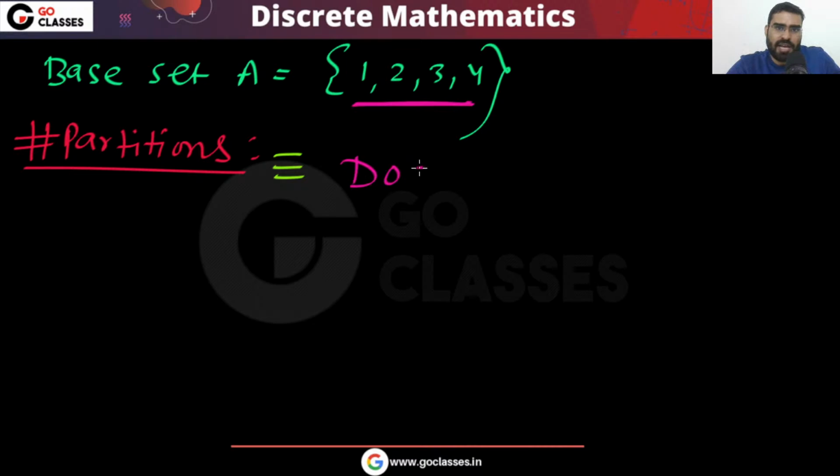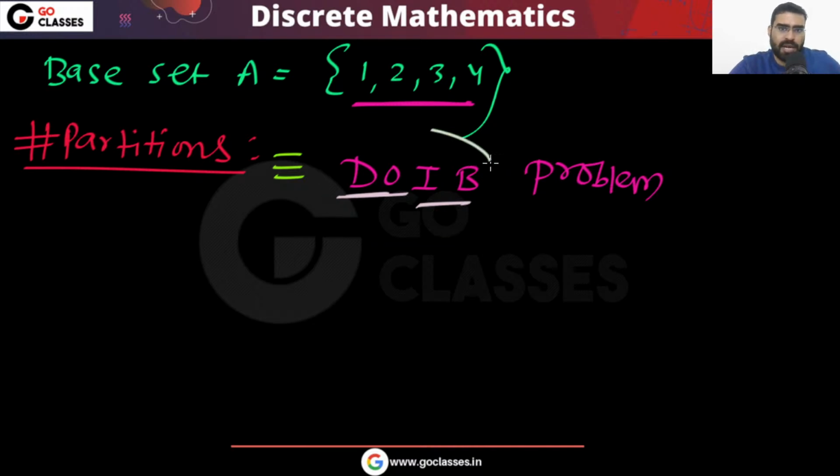distinguishable objects, identical boxes problem. This is a problem where you have distinguishable objects and identical boxes, which means your boxes are identical but your objects are distinguishable. So the number of partitions is basically your DOIB problem. You can learn what DOIB, IODB, DODB, and IOIB are.